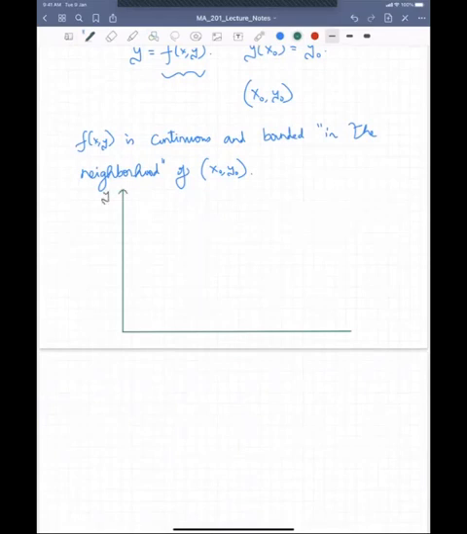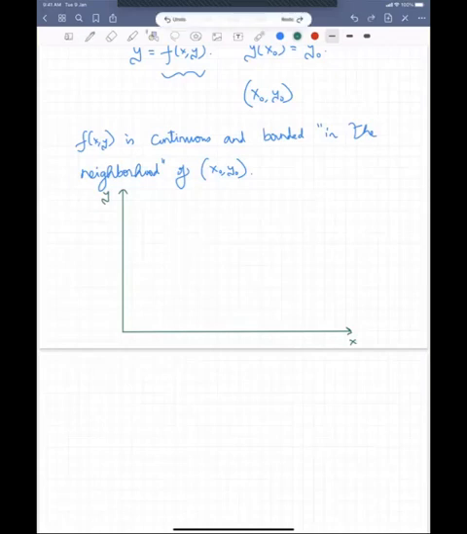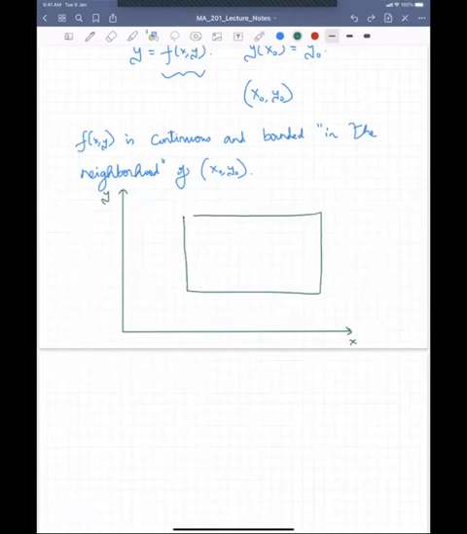So this is my y and this is my x. Now let me draw a rectangle around the point x0, y0. Since I'm very bad at drawing, I will first draw the rectangle and then mark the point. Even then I get it bad. So this is the point x0, y0, and around this point I'm drawing a rectangle.